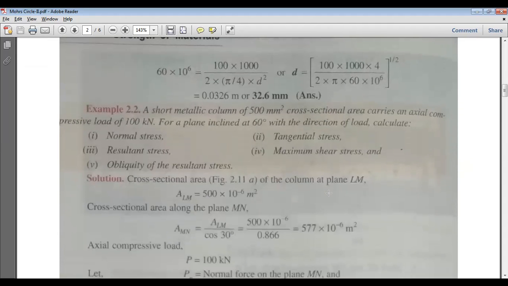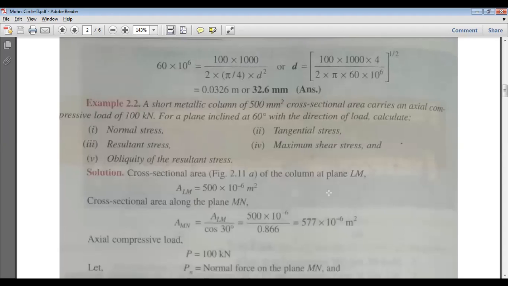So in this problem, we have a short metallic column of 500 millimeter square cross-sectional area. The cross-sectional area is given, and an axial compressive load of 100 kilonewton is given, and the plane is inclined at 60 degrees with the direction of load. And these parameters: normal, tangential, resultant, maximum shear and obliquity, are the types of stresses that we have determined. At the same time, we have to find the obliquity of the resultant stress.